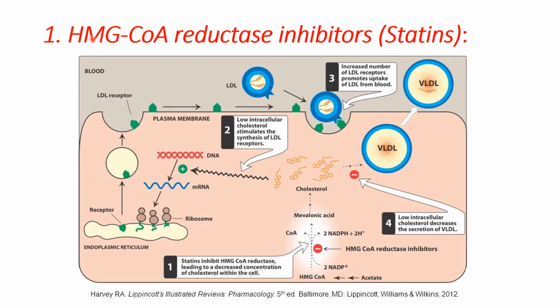So now let's see the first class of drug, that is HMG-CoA reductase inhibitors. HMG-CoA reductase inhibitors are basically drugs which inhibit the enzyme HMG-CoA reductase. This is a very essential enzyme in the cholesterol synthesis pathway. So by inhibiting this enzyme, the HMG-CoA reductase inhibitor decreases the level of cholesterol.